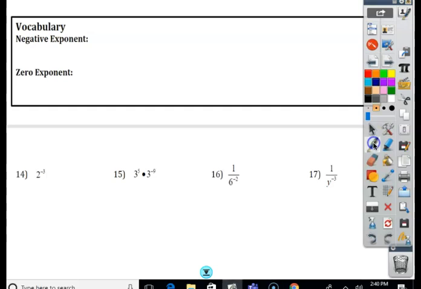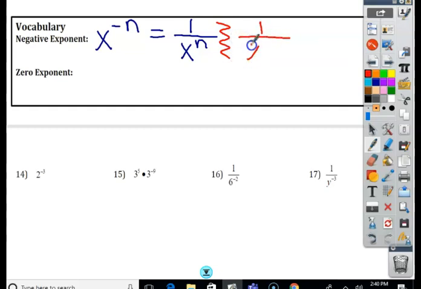So negative exponent. If I have x to the negative n, I need to change it to 1 over x to the n. A negative exponent is a no-no in the math world, okay? So we need to move it. Now, let's talk about the other scenario. What if I have 1 over x to the negative m? Well, that means I'm going to bring it back up to make it positive. So the act of moving it changes it from a negative to a positive.